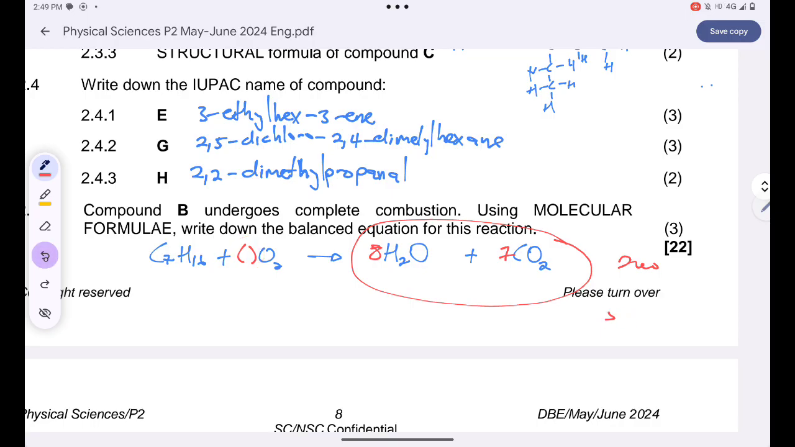Okay, let's just do that. For the number of oxygens, I have 8 plus 7 times 2, that's 14. 8 plus 14 is basically 22 oxygens. So in total, on the right hand side, I have 22 oxygens, which means the coefficient over here should be half of 22. That's 11. So this is the complete balanced equation for my combustion.